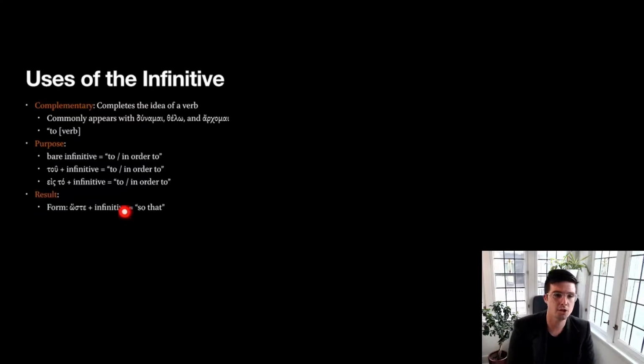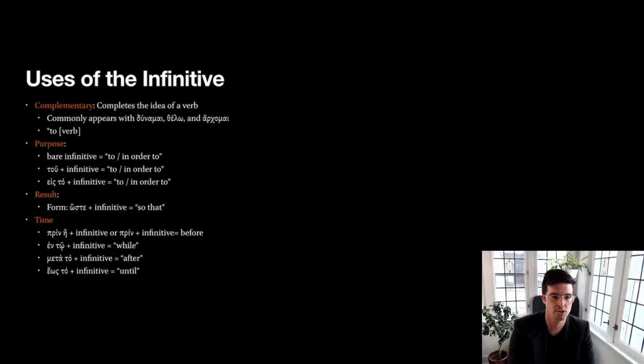Similar to purpose is result. It's going to be with the conjunction ὥστε with the infinitive, and we're going to translate it "so that." And then the infinitive can also be used in different time constructions. So πρὶν ἤ with the infinitive, or just πρίν with the infinitive without the ἤ. Both of these constructions mean "before." ἐν τῷ is going to mean "while," and we're going to add whatever the infinitive is after all of these. μετὰ τό with the infinitive is going to be "after" whatever verb, and you'll normally translate it with "-ing" at the end. And then ἕως τό plus the infinitive is going to be "until" verbing.